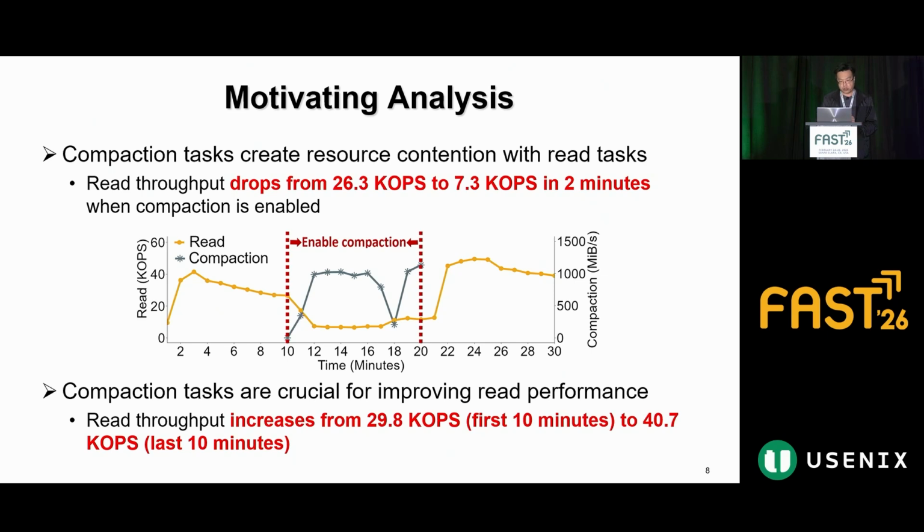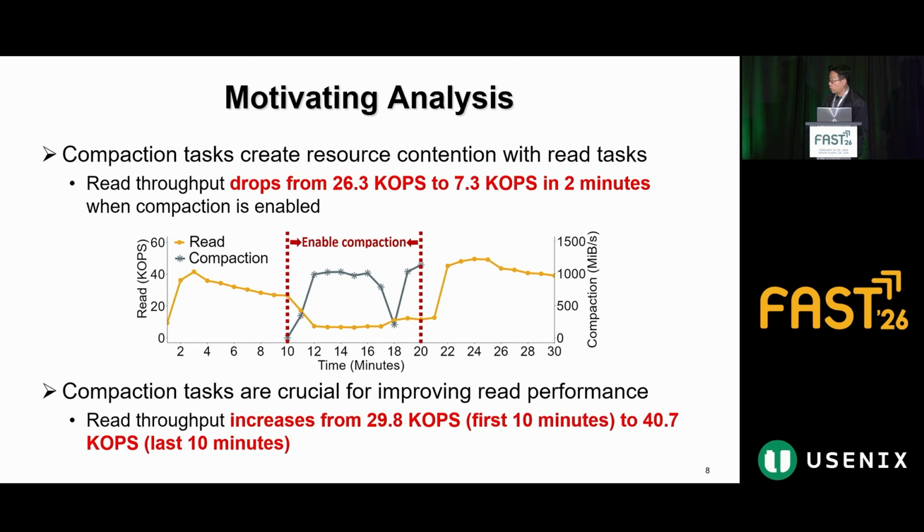Now, if we look into the coupling of the read task and the compaction task, here we run an experiment. We focus on one single node, and we execute the workload for 30 minutes. We disable compaction for the first 10 minutes, then enable compaction, and then disable it again. We find that as compaction is enabled, the read throughput drops from 26.3 kbps to 7.3 kbps.